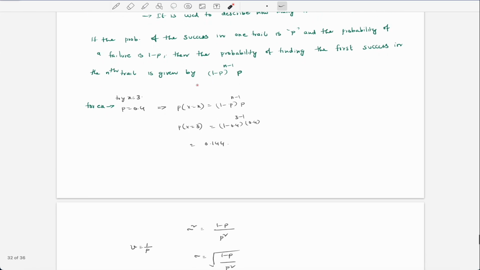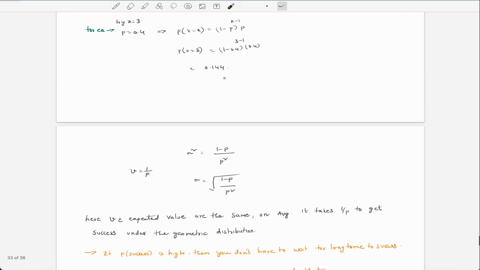I just want to give an example so that it will be easy for you. For example, the number of trials is 3 and the probability is 0.4, and we are going to find the geometric distribution here. We have a formula right here, so we simply plug in the x and probability values. x is the number of observations. So x is equal to 3, then it becomes (1 minus 0.4) to the power of 3 minus 1, times 0.4, which is equal to 0.144. So we have found this.